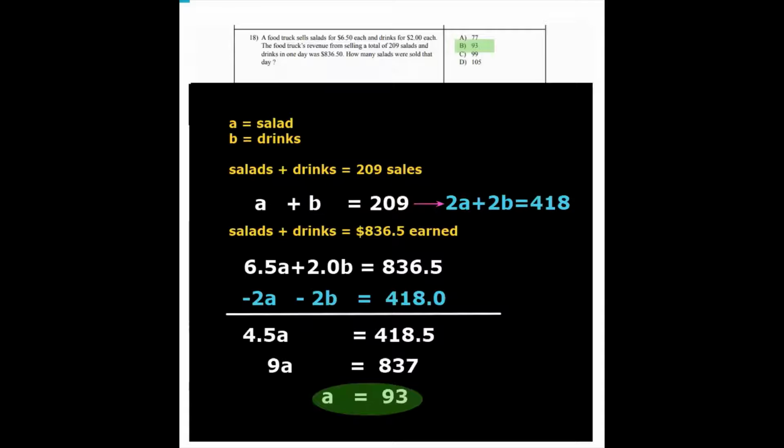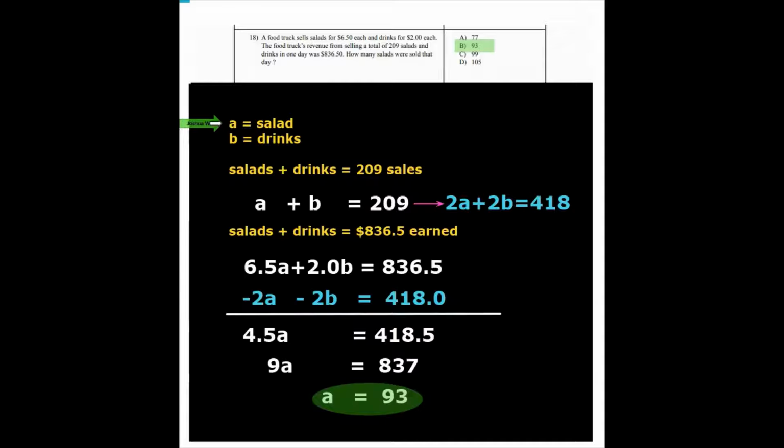Question 18. A food truck sells salads for $6.50 each and drinks for $2 each. The food truck's revenue from selling a total of 209 salads and drinks one day was $836.50. How many salads were sold that day?